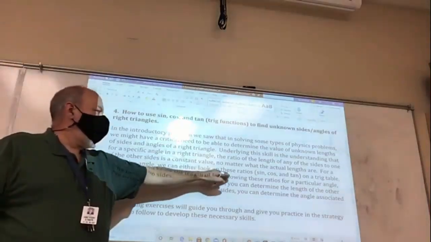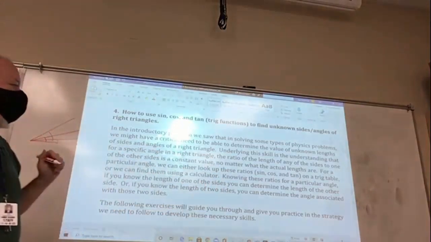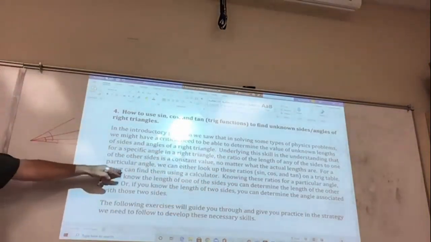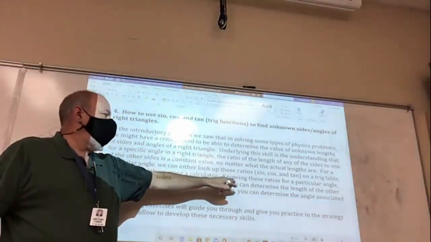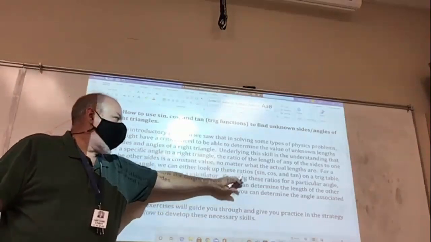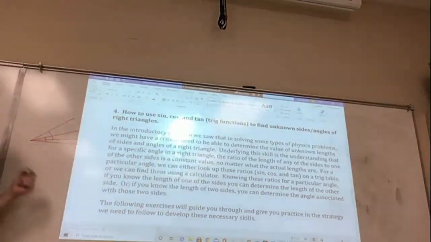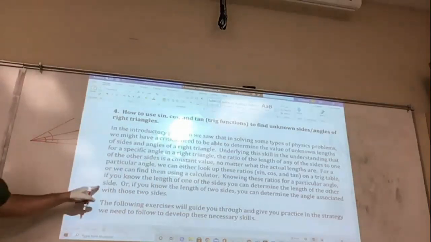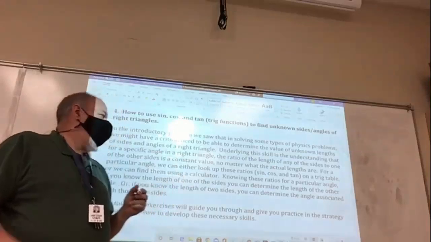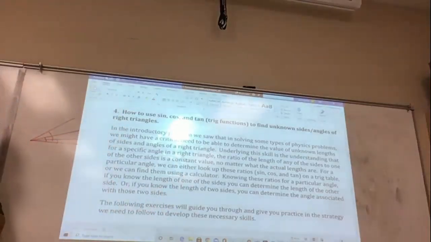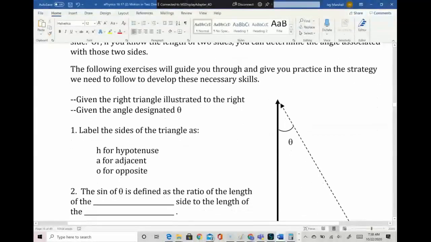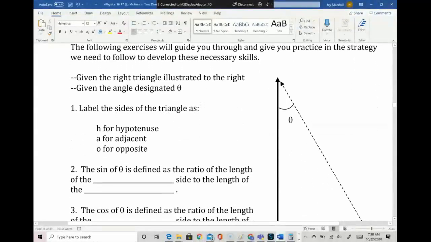And so we can look these up, and you've done that on a trig table now, and you can find them using a calculator. You know how to do both of those things now. Knowing these ratios for a particular angle, if you know the length of one of the sides, you can figure out the length of the other sides, or if you know the length of two sides, you can determine the angle associated with those two sides. So the following practice will guide you through and give you practice in the strategy we need to follow to develop these necessary skills.